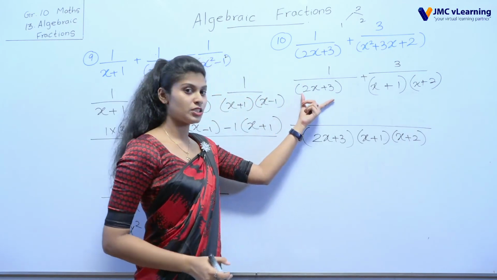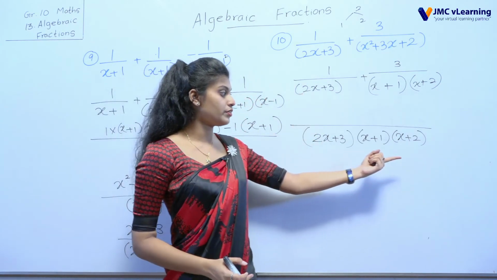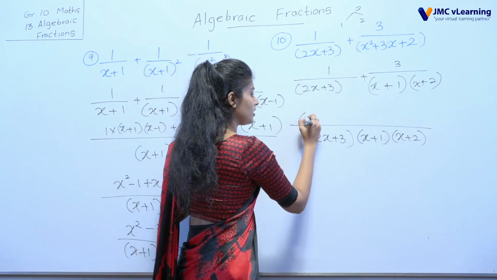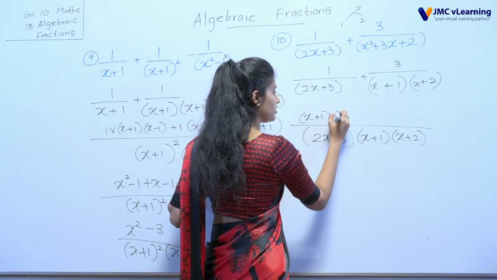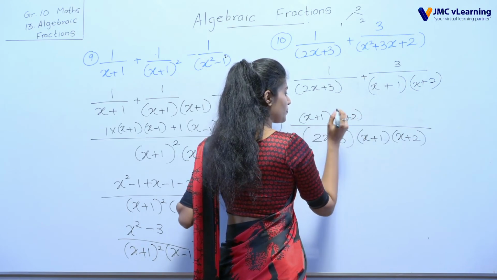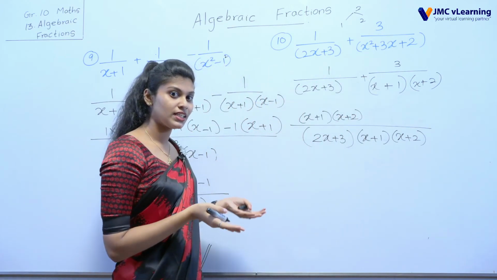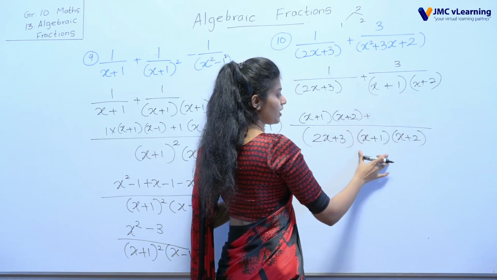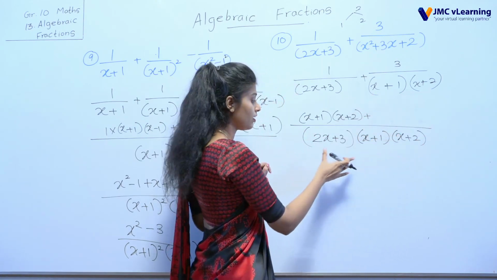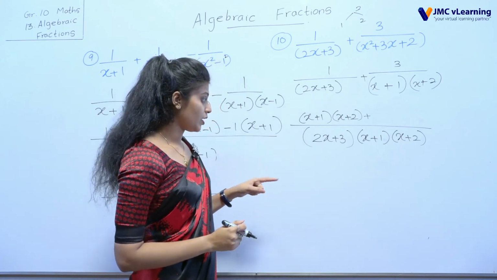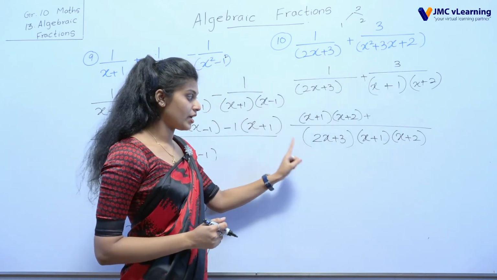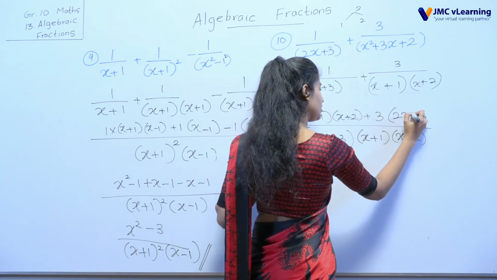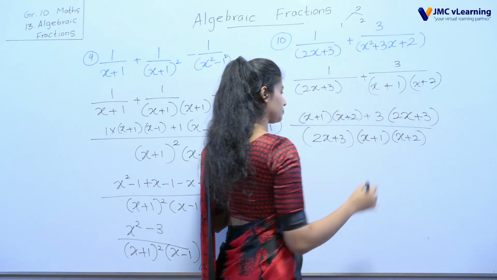Then here 2x plus 3 is there. You have to take the other parts and multiply by 1. Then x plus 1 into x plus 2. When you multiply it by 1 the same answer comes. Then x plus 1 and x plus 2 is there. Left 2x plus 3. Multiply that 3 by 2x plus 3. 3 multiplied by 2x plus 3.